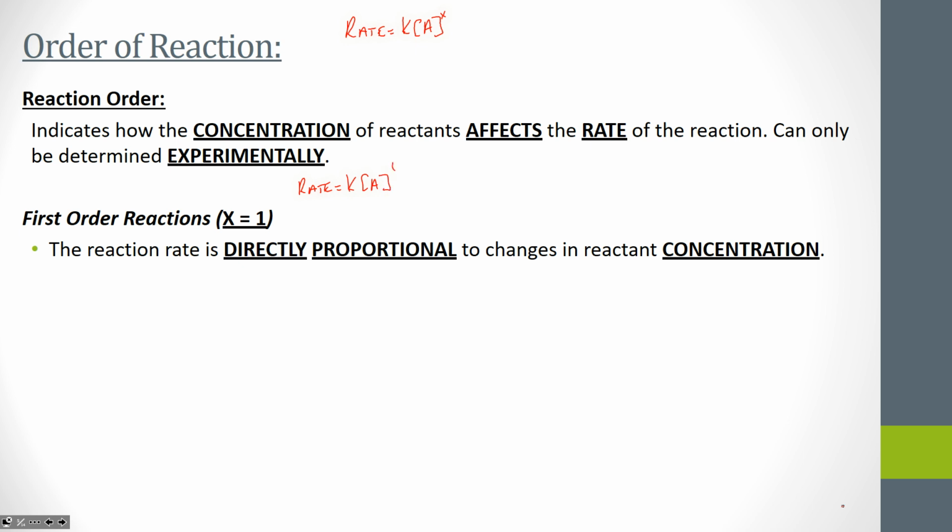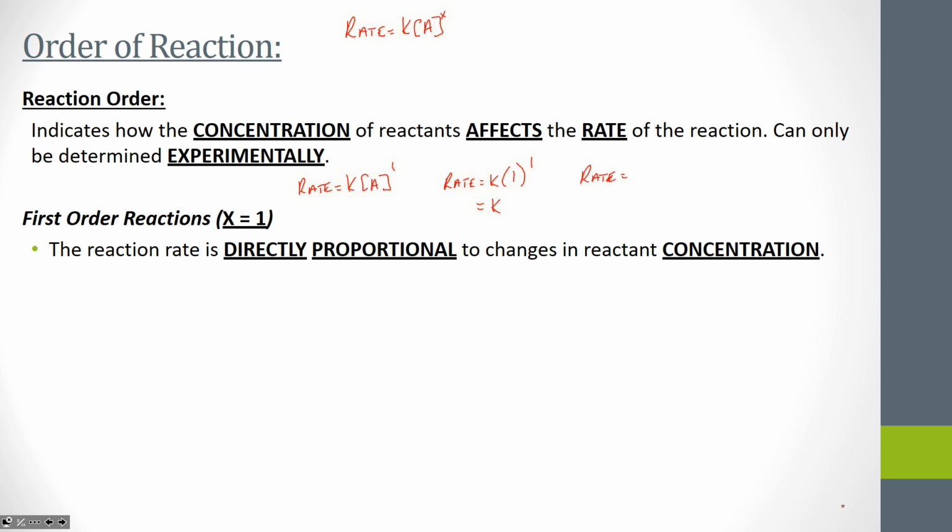So let's see what happens if we make different concentrations. You'll get rate equals k times, let's say the concentration was 1, 1 to the power of 1 is 1. So rate is going to equal k times 1, or just k. But if I double that concentration, so let's do this.